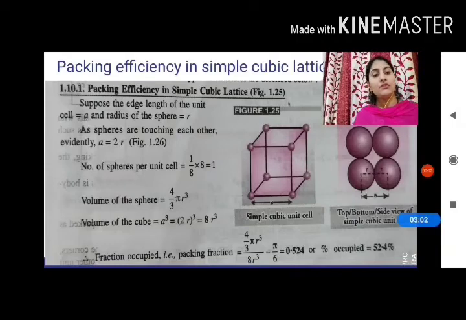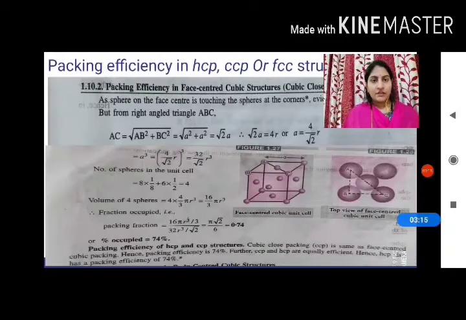It would be equal to 0.524, and if we multiply it by 100 to find the percentage, we can write 52.4%. Here is the packing efficiency for the simple cubic lattice. Now, cubic close packing or CCP is the same as FCC, that is face centered cubic packing, and CCP and HCP are equally efficient. So let's discuss the CCP, that is cubic close packing or the face centered cubic structure.